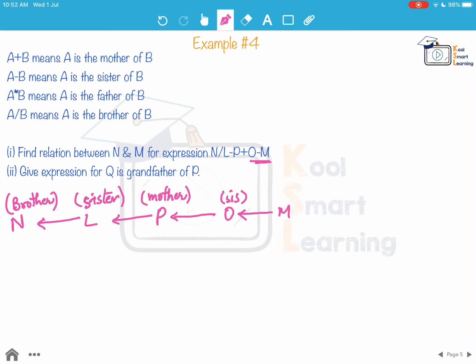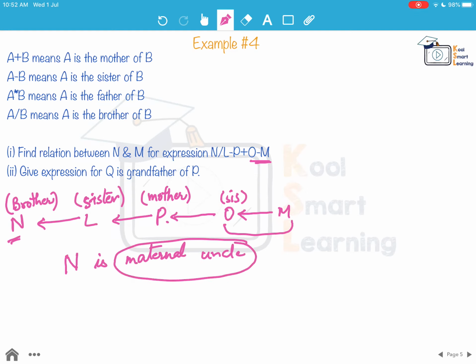So now we are saying that N is O and M's mother's brother, right? Mother's sister's brother would mean mother's brother also. So that means for O and M both, N is the maternal uncle. So N is maternal uncle of M. Now I am not writing O here because the only thing that we have to find is the relation between N and M. So N is the maternal uncle of M.